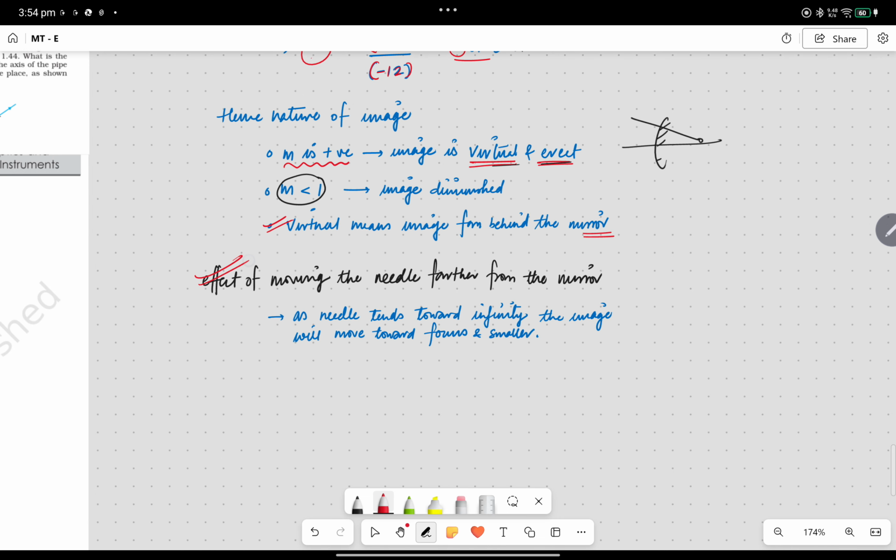And then the effect of moving the needle farther from the mirror. Once you move the needle far from the mirror, you will see that the rays converge at the focus of that mirror. So when you move the needle far from the mirror, the image will tend to form at the focus and become smaller, right? So this is the third part of this question.